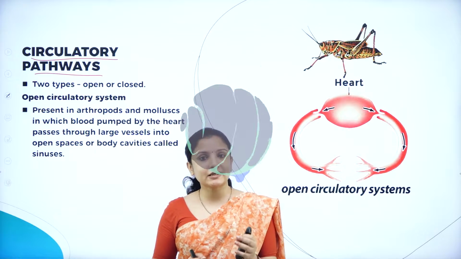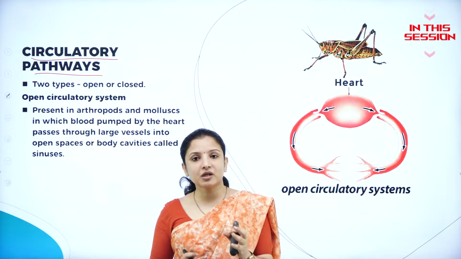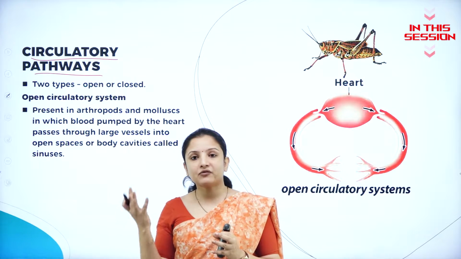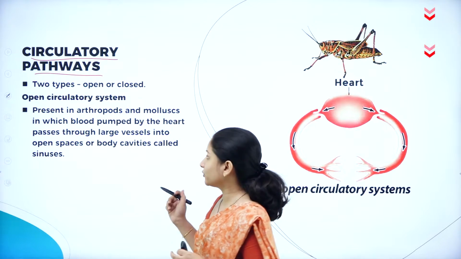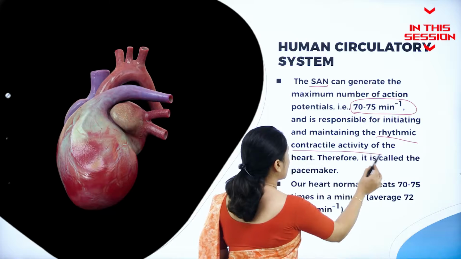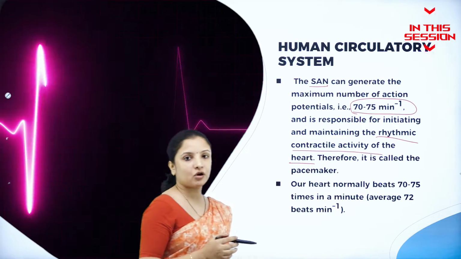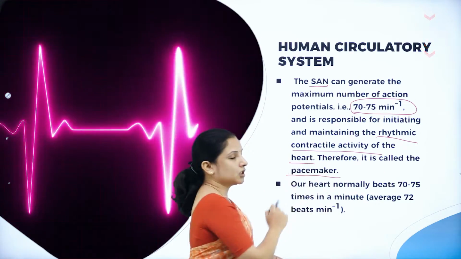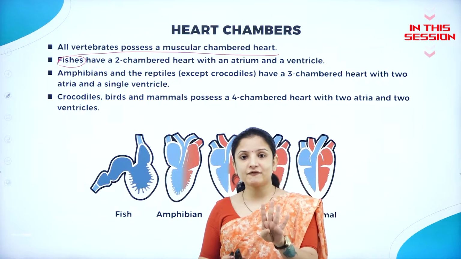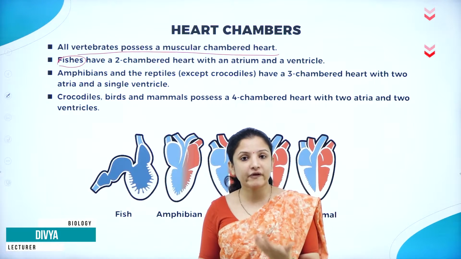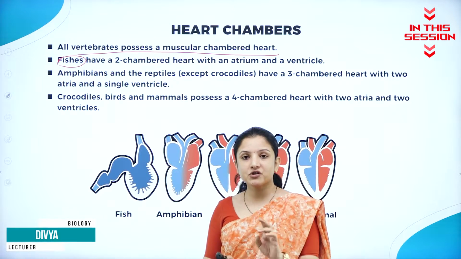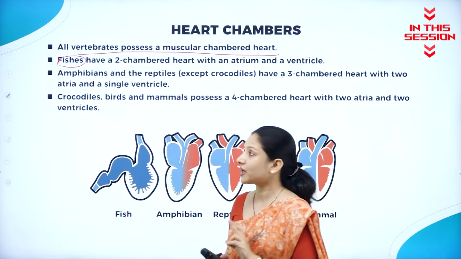So how exactly the blood travels from the heart to different organs and from the organs back to the heart. So that is the circulatory pathway. Rhythmic contractile activity of the heart, therefore it is called the pacemaker. We human beings have a 4-chambered heart, right? We have 2 upper atria and 2 lower ventricles, right? But in fishes, they have only a 2-chambered heart.